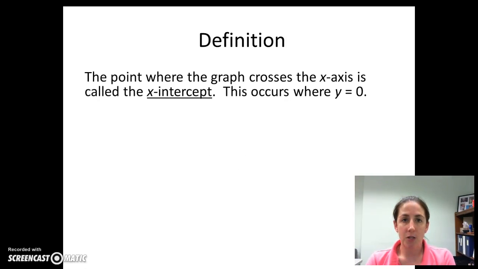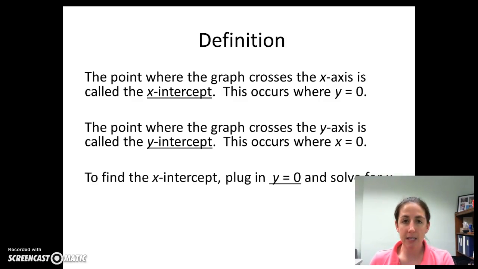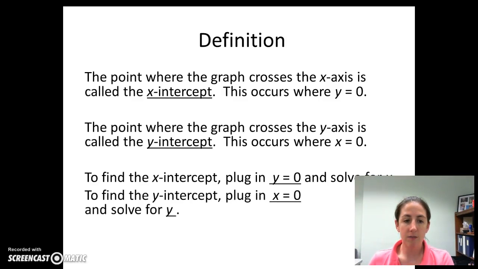So let's talk about intercepts. The point where the graph crosses the x-axis is called the x-intercept. This happens when y is equal to 0. The point where the graph crosses the y-axis is called the y-intercept. This occurs when x equals 0. So how do you find them? To find the x-intercept, you would plug in y equals 0 and you would solve for x. To find the y-intercept, you would plug in x equals 0 and you would solve for y.